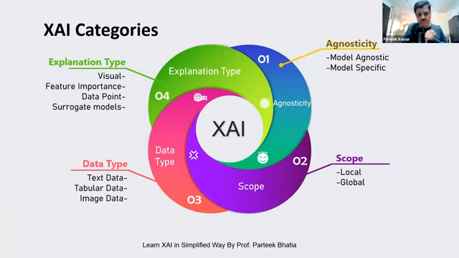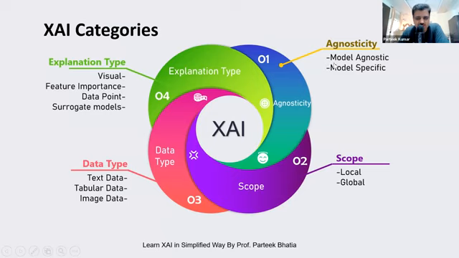Okay, so we have now reached the second half of this session, where we are concluding everything by understanding the different categories of explainable AI algorithms. You can see that we have four kinds of categories. The first classification is based on agnosticity, and the second is based on scope. The third is based on data type, and the fourth is based on explanation type: visual, feature importance, and so on. I already covered the explanation type, so let's quickly discuss the meaning of agnosticity.